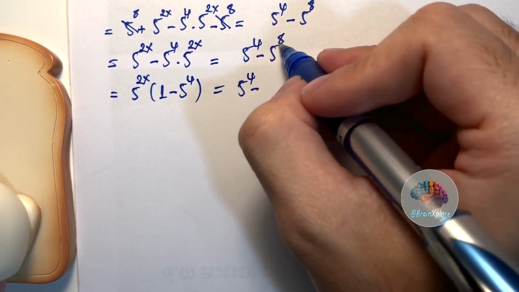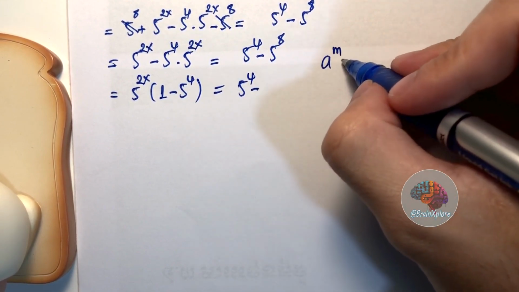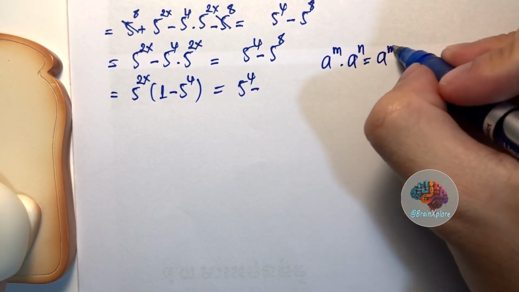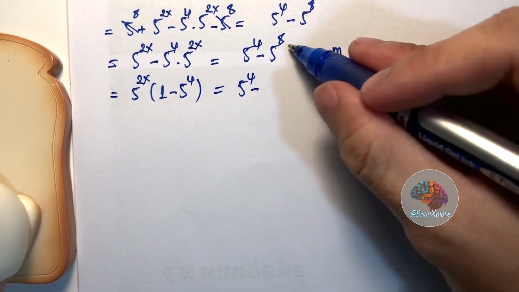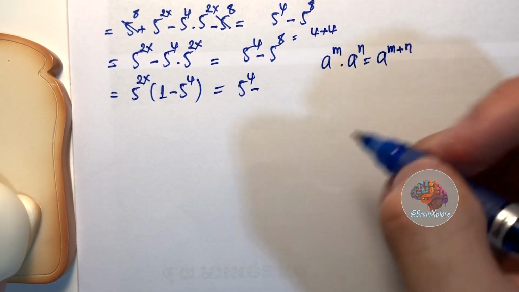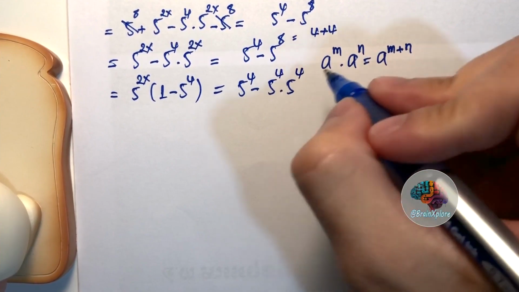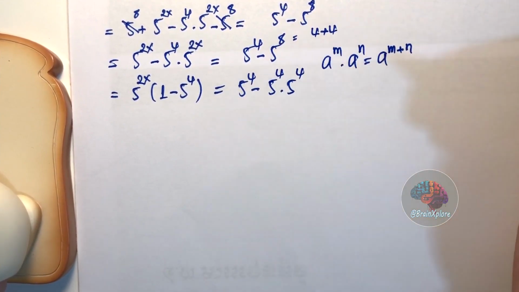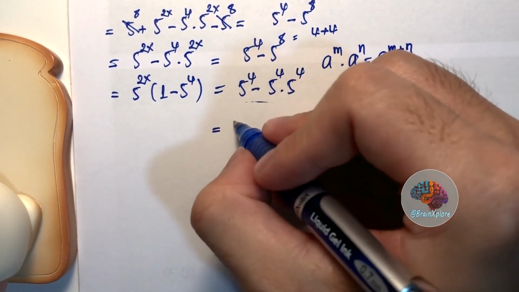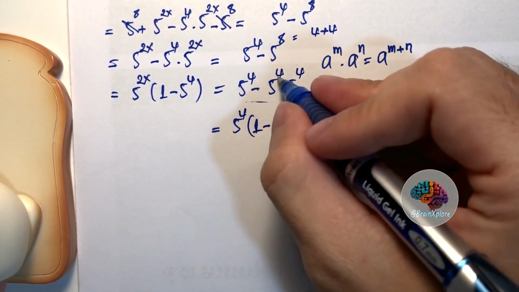You can see, this one we can write in the form a powered by m multiplied by a powered by n, which is equal to a powered by m plus n. So 8 we can say is 4 plus 4. Okay, you can see it is still the same as the previous equation. So now we can rewrite it by factoring it: 5 powered by 4 remains, 1 minus 5 powered by 4.